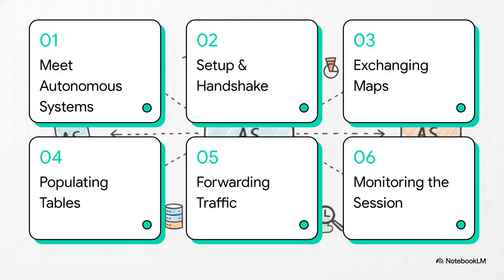We've got a ton of routing logic to cover, so we'll just follow this roadmap right here. We're going to take this whole complex process chronologically, step by step. So 1, meet the autonomous systems. 2, the setup and handshake. 3, exchanging maps. 4, populating tables. 5, forwarding traffic. And finally 6, monitoring the session.